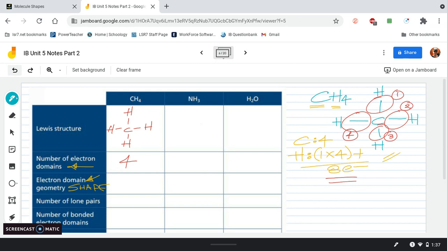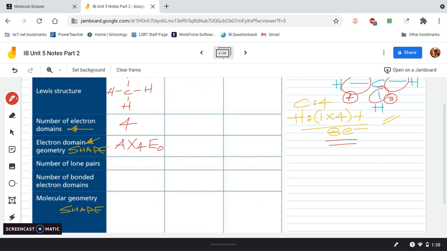Okay, the electron domain geometry. Let's do this with the A's and X's. So this would be an AX4E0. Number of lone pairs is going to be 0. There's no lone pairs because we just did E0, right? Number of bonded domains, those are the X's. So that's 4.